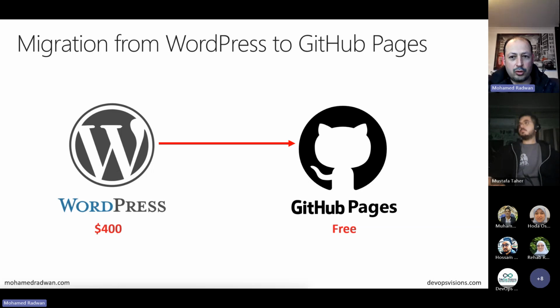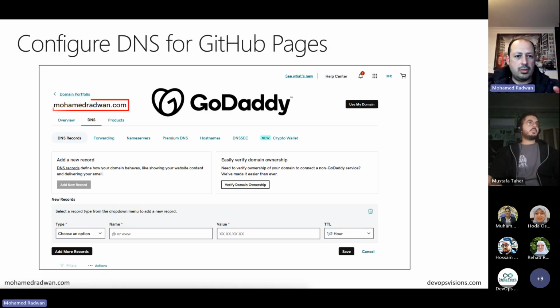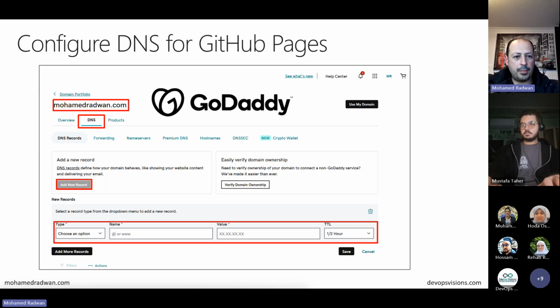Of course, I would like to take this opportunity to thank Rahab, because she's really the one that helped me with this migration. We changed the form of all the blog posts from WordPress to GitHub Pages, and we have the repository, and it's working very well. After the migration, you just go to your domain provider, select your domain and DNS, start adding records, and map to the GitHub Pages repo that includes your website.